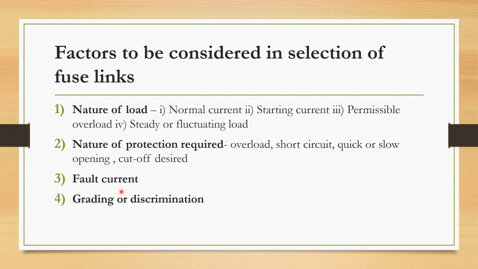Third point is fault current. What is the approximate value or magnitude of fault current? Grading or discrimination between the fuse and a circuit breaker in the circuit. If you are using the HRC fuse as a backup protection, then in that case that fuse should be able to distinguish the fault, to discriminate the fault, and that is why this point is also important while selecting the fuse link.